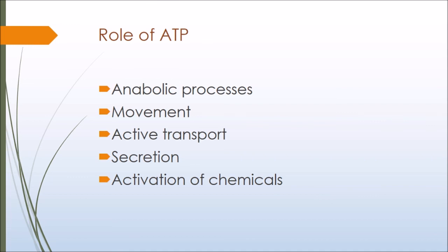Secretion: ATP is needed to form the vesicles necessary for the secretion of cell products and activation of chemicals. As we mentioned before, reactions need an input of energy to start, activation energy, and ATP is providing it. That's all for today.